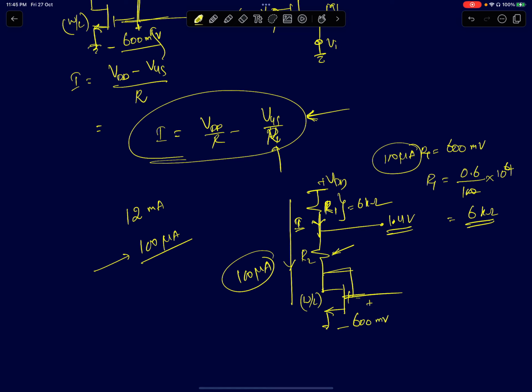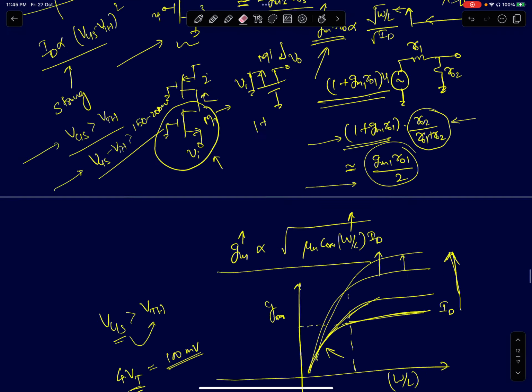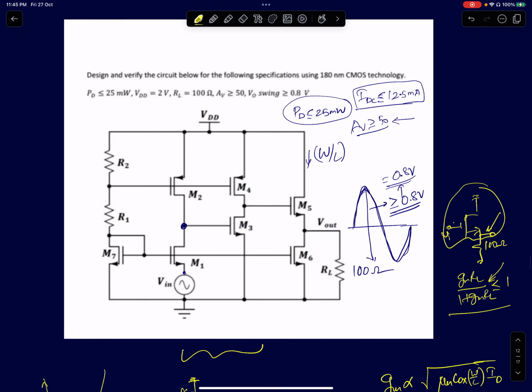Once this is done, this can be fed to the PMOS gates. This can be fed to the NMOS gates for DC biasing. So I think I'll go back to the first circuit. This is how it is shown here. So this is 600 millivolts. That sets the DC bias for this guy. Then this node will be at 1.4 volts, which sets the DC bias. So both will be at 600 millivolts. Now all the biasing is complete.